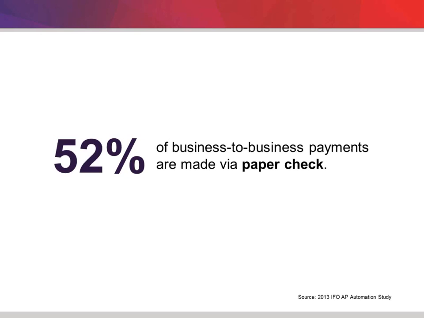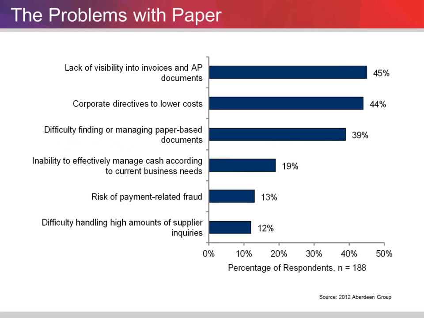The problem is nearly as bad when you consider the outbound payments that are coming from an AP department. IFO's study is going to show that 52% of business-to-business payments are still made via paper check. This is much better than several years ago. 3/4 of the respondents to the study agree that their volume of electronic payments has risen, but we're still in an environment where there's just too much paper on both the payment side as well as the invoice side. And this is critical because there are a lot of problems associated with all this paper.